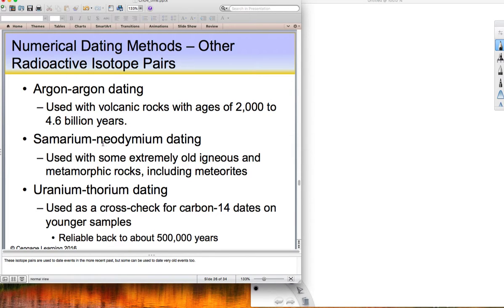Samarium-neodymium is more of a system used for determining whether lavas have a stronger component of the mantle. And then uranium-thorium, we talked about this one, how it has a half-life of about 75,000 years, and it's used for young samples of calcite, and it's reliable back to about 500,000 years.